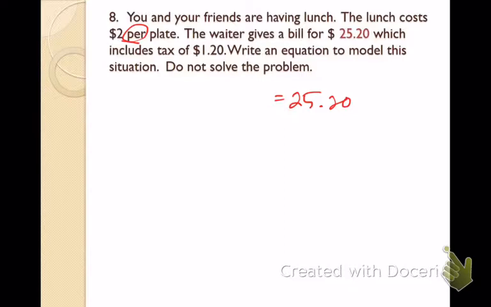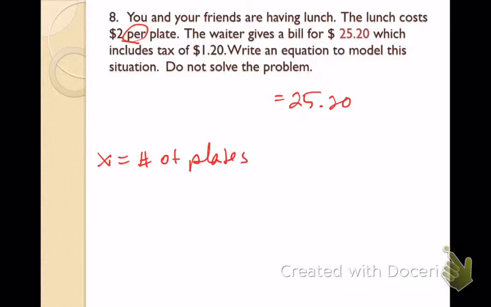So the question becomes, did we know that there were 10 plates? And the answer is no. We don't know how many plates there are. So what are we going to let that be? The number of plates we can let be x. And once you decide what variable you're going to let it be, then tell the world. X is the number of plates. You have to define your variables.